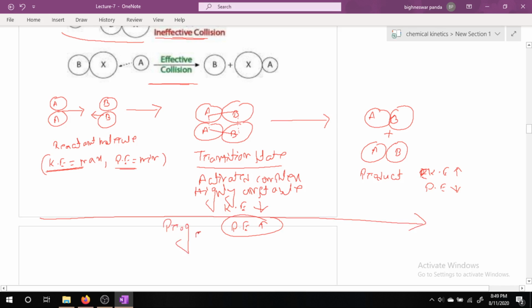This is the progress of reaction, and this is the binary collision. All the binary collisions are ineffective. For the collision to be effective, the molecules should collide with proper energy and proper orientation, and during this collision a transition state is formed. This transition state is called the activated complex.